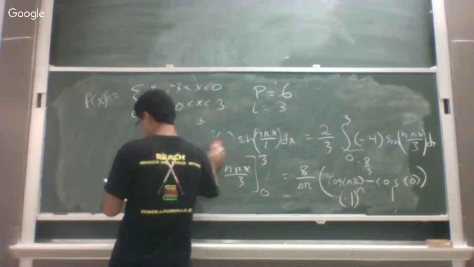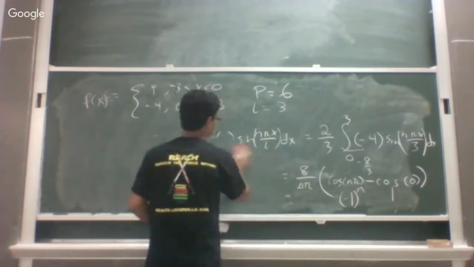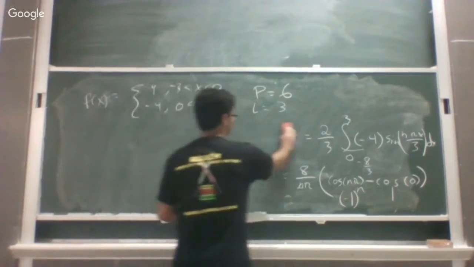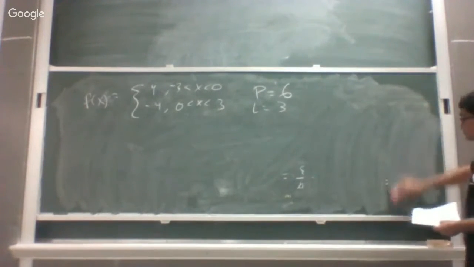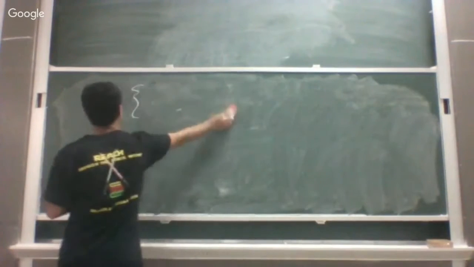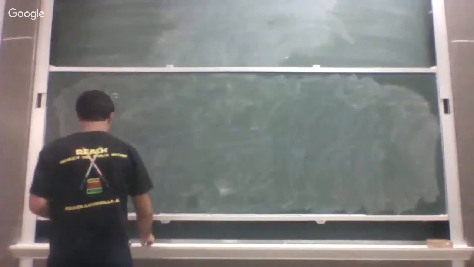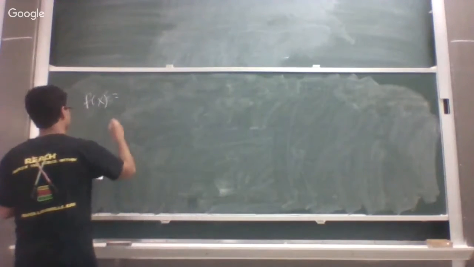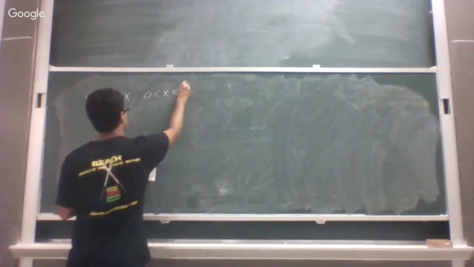The next one, they tell you it's a Fourier cosine series. What is cosine, odd or even? Even. So what do we need to find? A sub naught and a sub n. They tell us f of x is equal to x between 0 and 5.